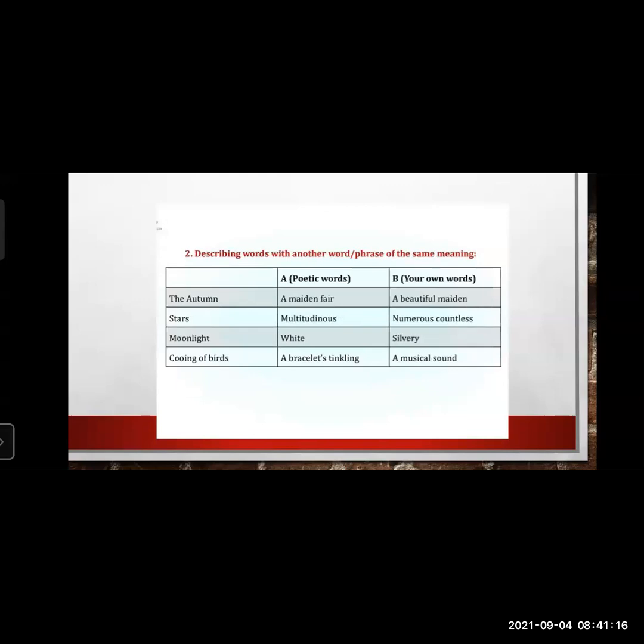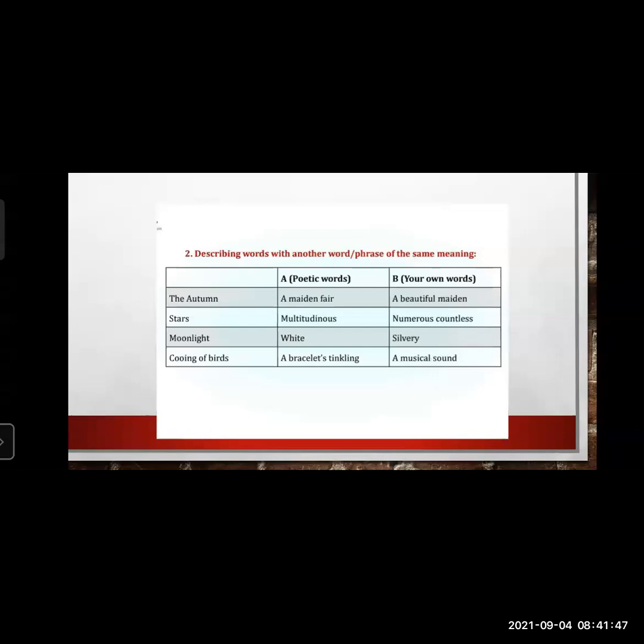The second question is describing words with another word or phrase of the same meaning. The autumn, stars, moon, moonlight, and cooing of the birds. So, poetic devices, or we have to write here in our own words that the autumn is like a maiden fair. And what is meant by maiden fair in our words? Maiden fair means a beautiful maiden, a beautiful girl or a woman.